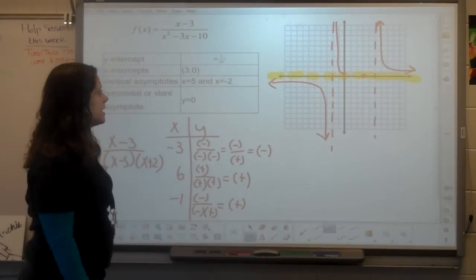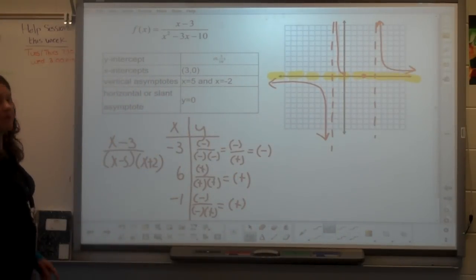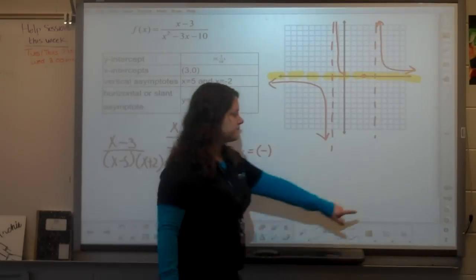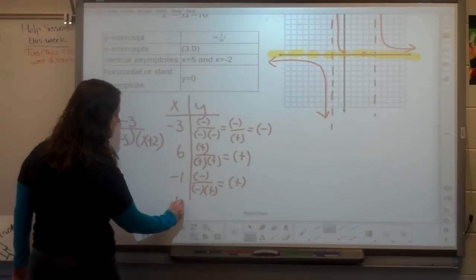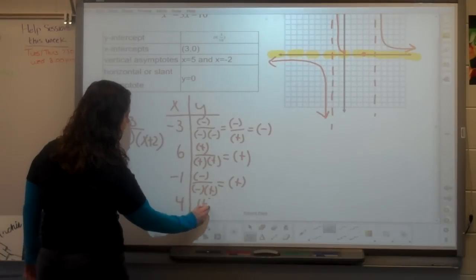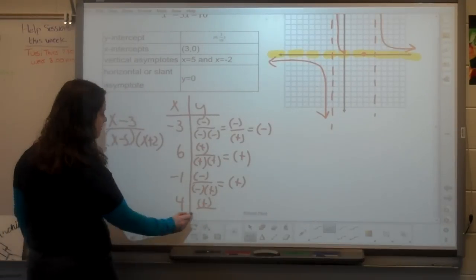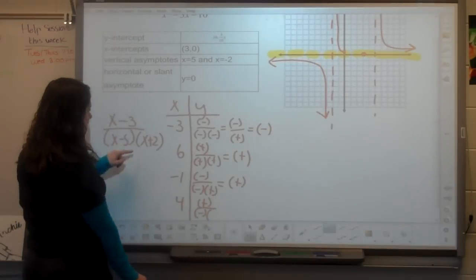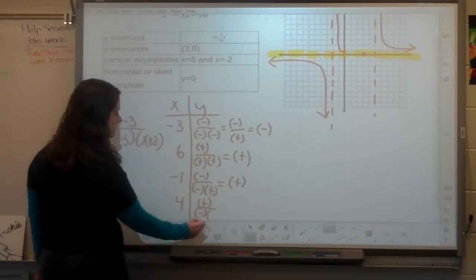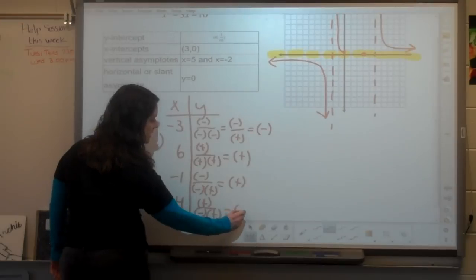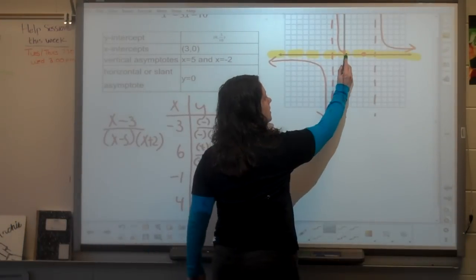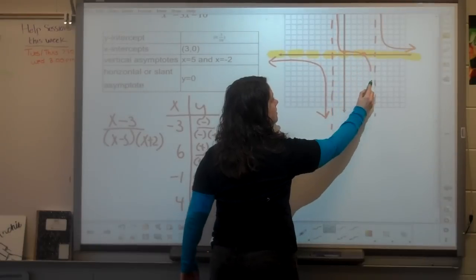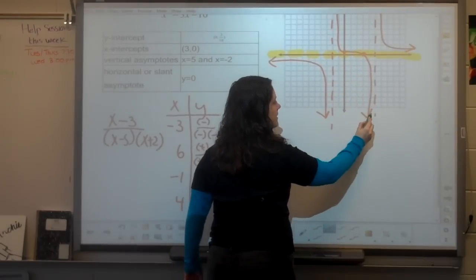Alright, so we're going to plug in 4. So I plug in 4. That gives me a positive. 4 minus 5 gives me a negative. And 4 plus 2 gives me a positive. So my answer is negative. So that means it's going to go down. So that means it's going to go through here, through there, and then on down.